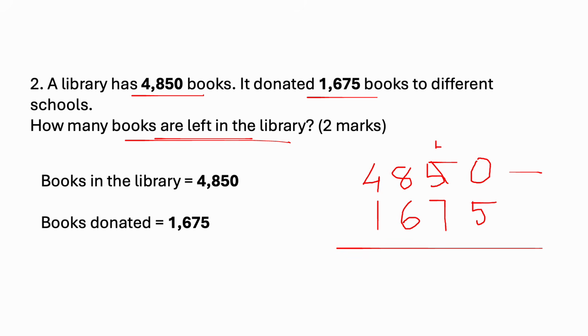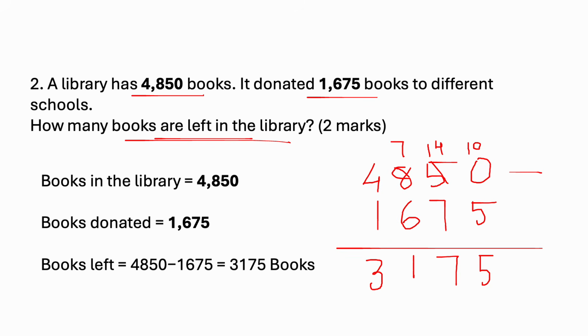So here it is 4, then 10 here. So 10 minus 5 is 5. Then 4 minus 7, is it possible? No. So borrow 1 from 8. So here it becomes 7. Here it becomes 14. 14 minus 7 is 7. Then 7 minus 6 is 1. 4 minus 1 is 3. So books left, 3,175 books.